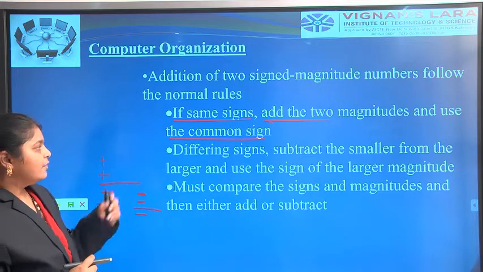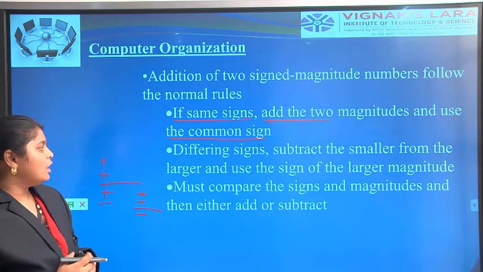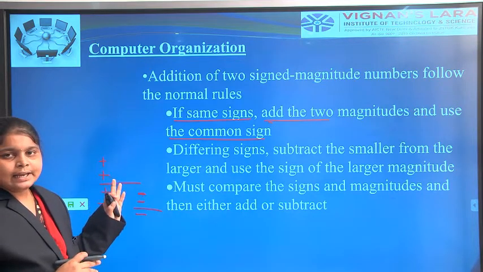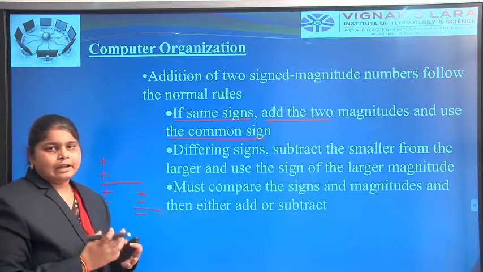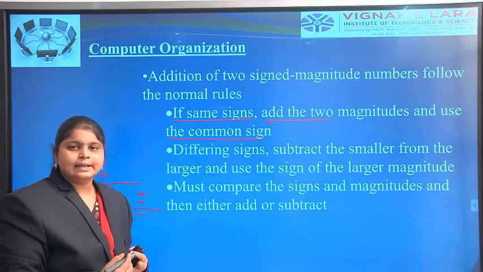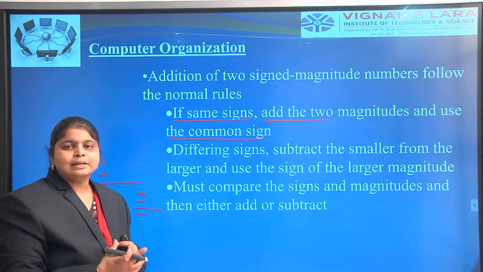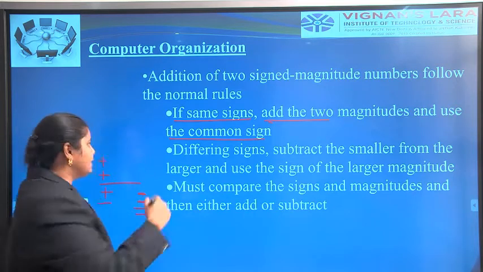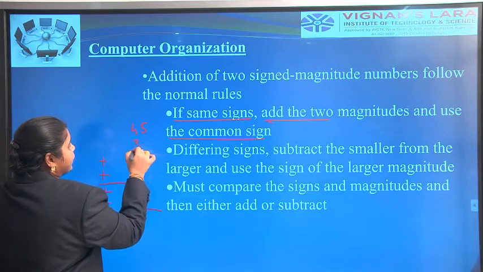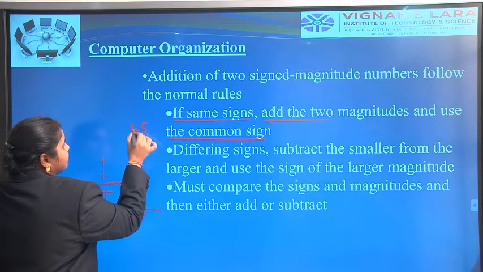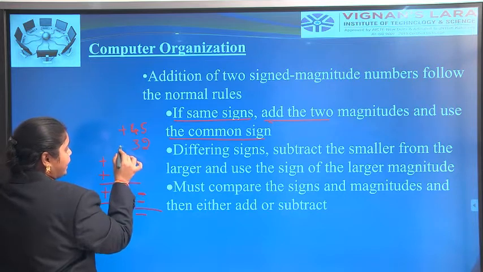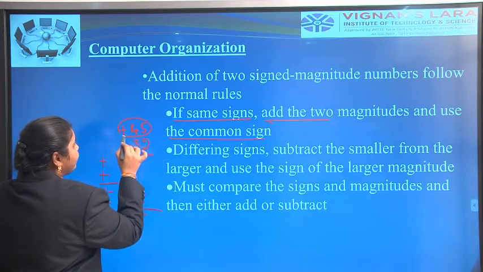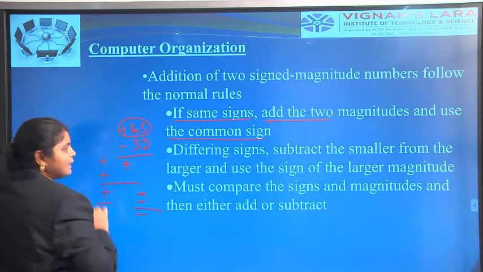Okay. For differing signs, subtract the smaller from the larger, and use the sign of the larger magnitude. Which one is higher? For example, take 45 and 34. Which side is positive? Then the sign of the biggest number is used. The resultant output will take the sign of the biggest number. Okay. For example, take 45 and 32. The sign of 45 is plus and the sign of 32 is minus. The resultant output sign will be the sign of the highest number. Plus will be the resultant output.